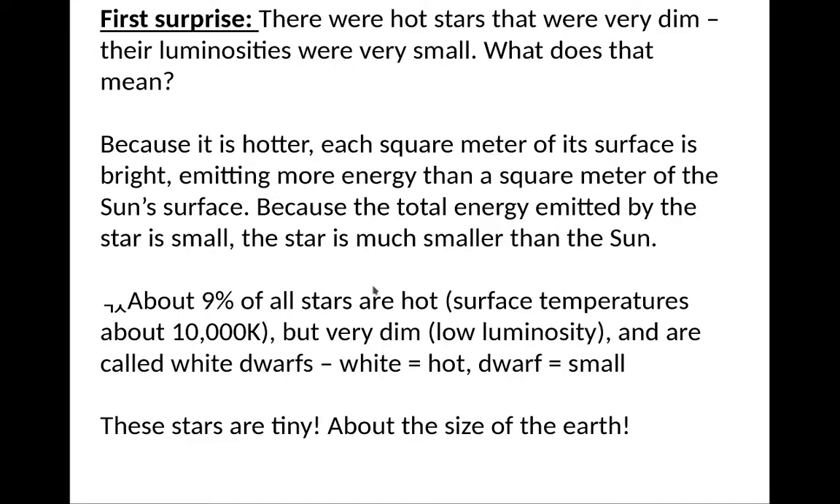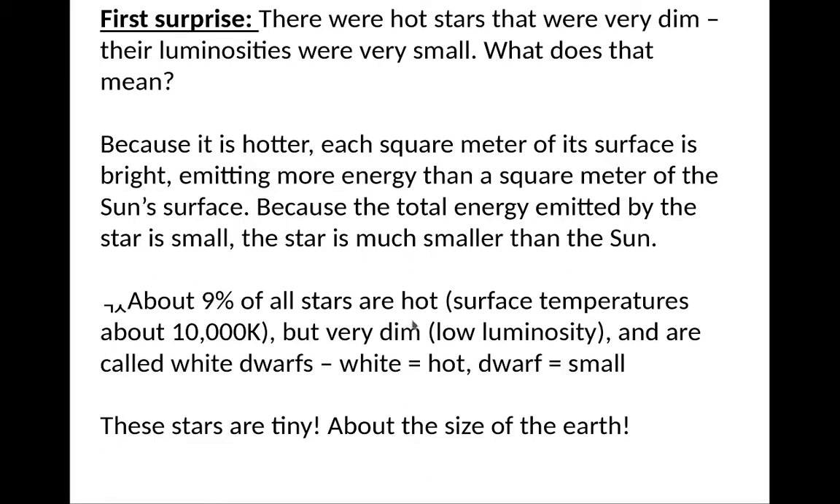So the first surprise, there are stars that are very dim, right? So luminosities, they're very dim, so luminosity is very small. So what does this mean, right? Because it's hotter, each square meter of the surface is bright, so it emits more energy per square meter of the sun's surface. But because the total energy of the star is very small, the star itself must be much smaller than the sun.